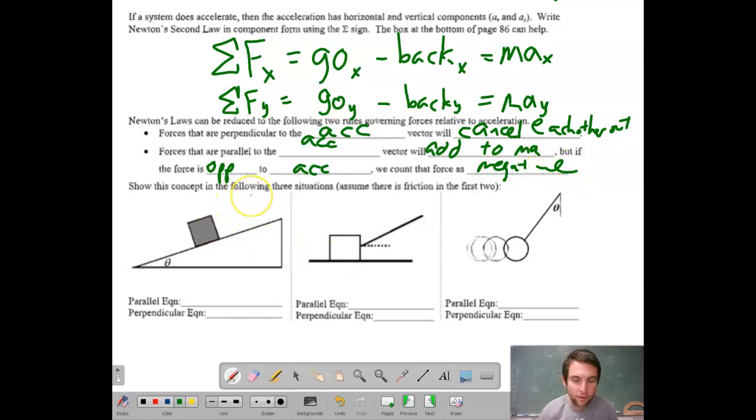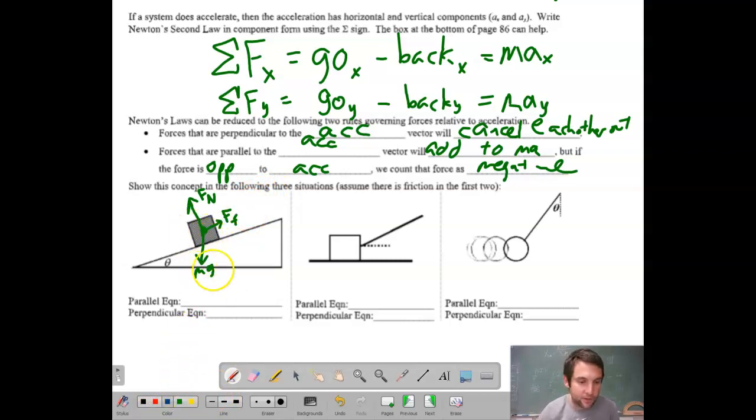Show this concept in the following three situations. Assume there is friction in the first two. All right, so if we're dealing with friction, that's a force. Whenever we have a force, we need to start with a free body diagram. So let's go ahead and draw ourselves a nice free body diagram to get us started. We have the downward weight force, so there's our mg. Then we have the perpendicular to the surface normal force. This box would slide down, so that means friction is going to go in this direction. And that's it, as far as our forces go.